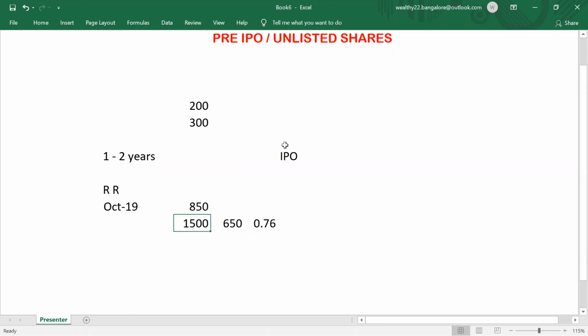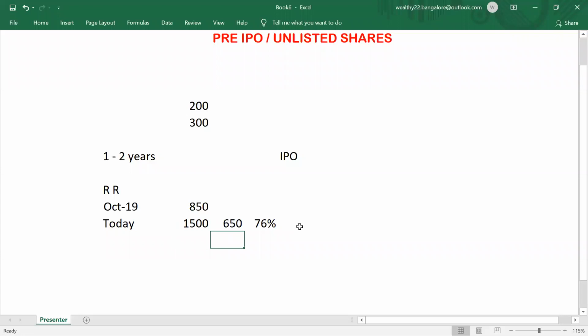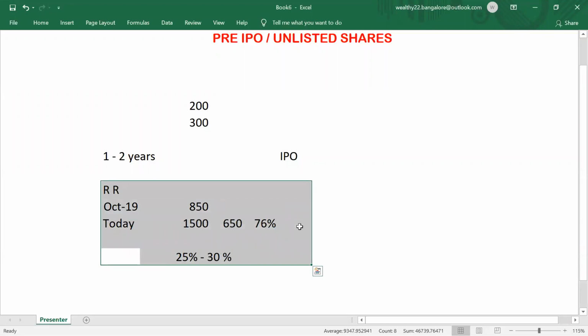Now, does it mean that if somebody buys today at 1,500 rupees, will he make a similar kind of gain? Possibly no. It could be lesser than that. 76% is a phenomenal gain. Let's not even anticipate that. It doesn't happen with every share. Reliance Retail was only a classic story. Otherwise, because it is a risk that the customer is taking, we can safely say that the customer should make about 25 to 30% gains from these kind of investments, which is a fair, decent return, provided he has not got it at a very high markup price.